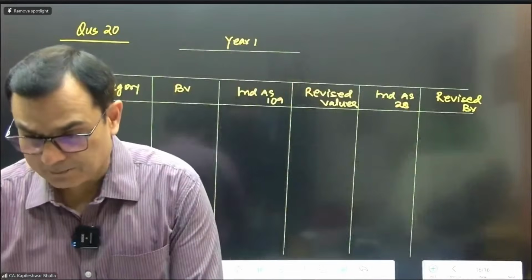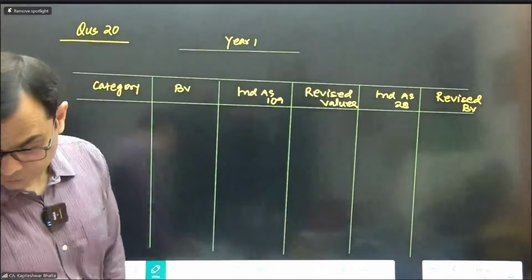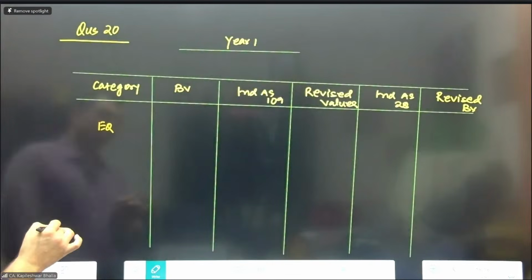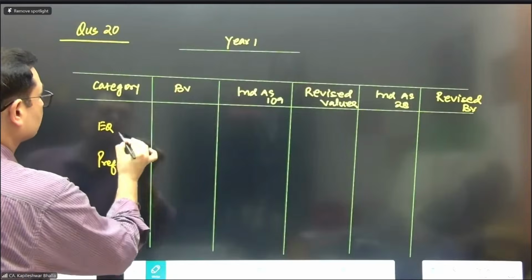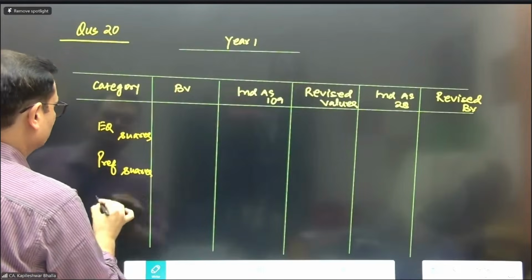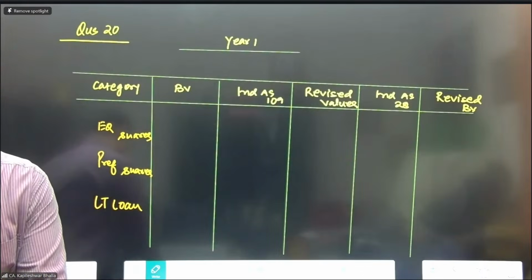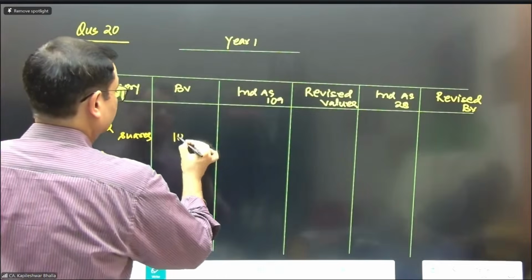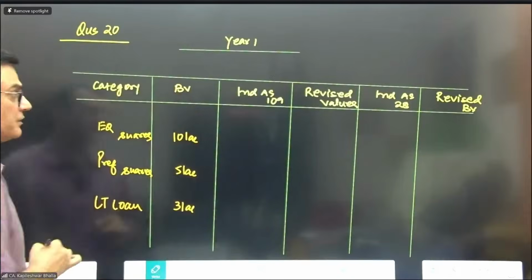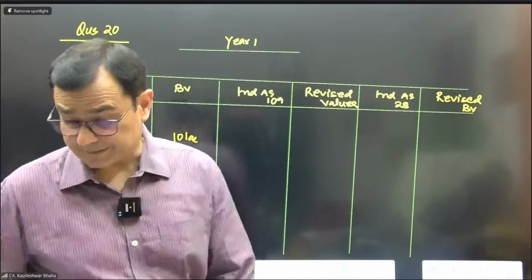So let's pick up the data. I am first considering that there are three investments: equity shares, then preference shares, and then long-term loans. We put these three categories of investments and we take the book value of these investments. That is 10 lakh, 5 lakh, and 3 lakh. This is the book value of the investments at the start of the year.